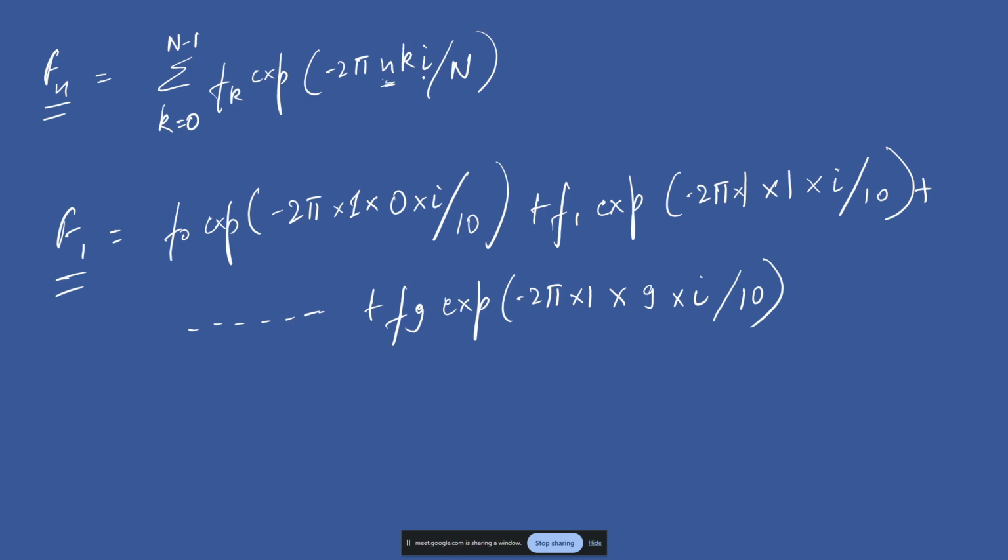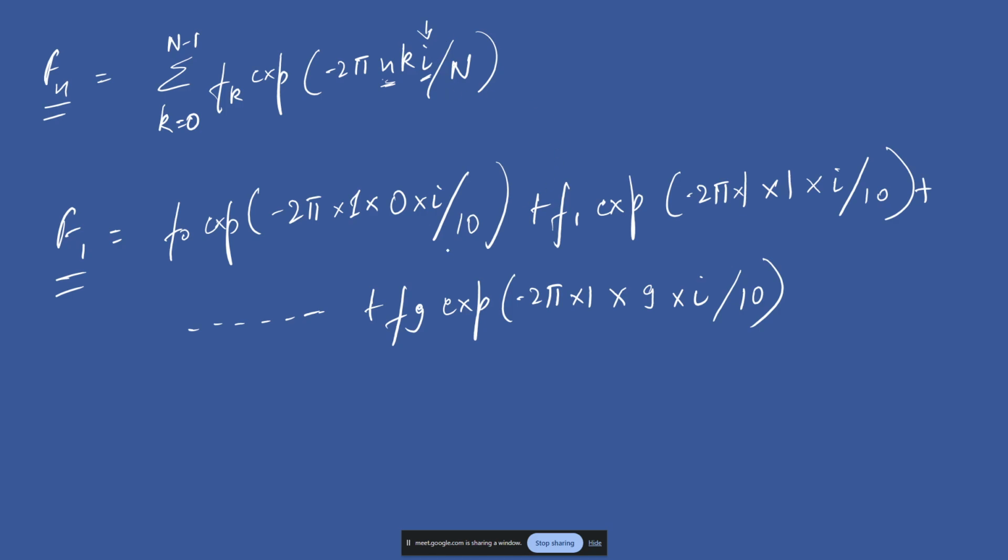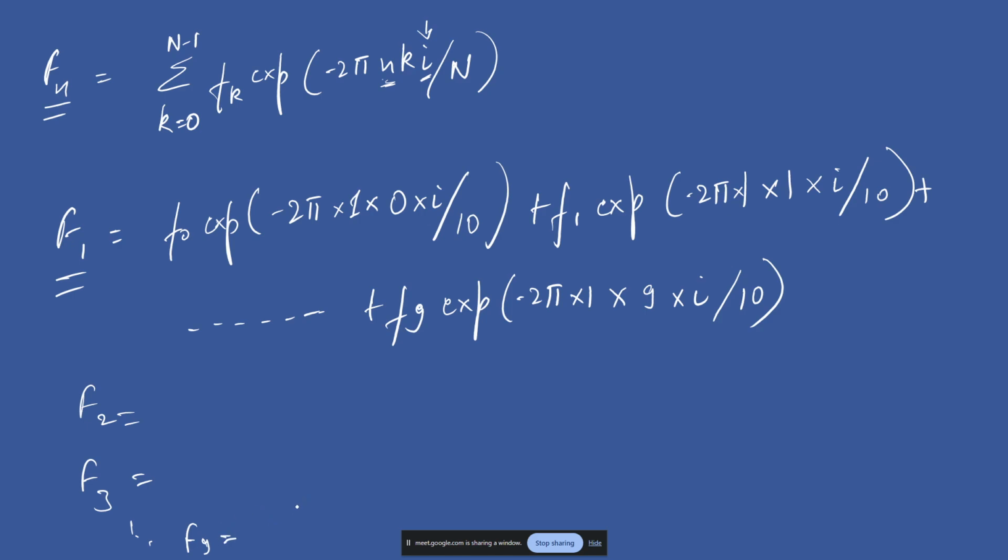And when you are saying I, I is basically the imaginary number, that is the iota, and it is not the particular index. So similarly you will obtain the f2, f3 and so on up to f9. So you can either do the hand calculations or you can run a for loop in any of your language, and you can operate with this thing.